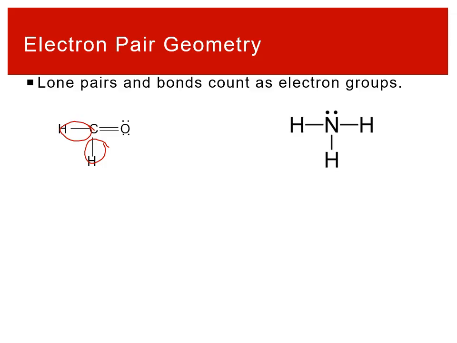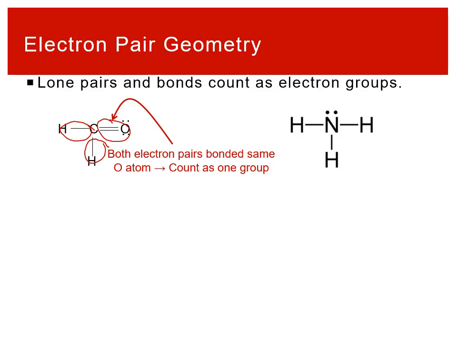This can sometimes be confusing because it's called electron pair geometry, but this double bond still just counts as one group. Both of those electron pairs are bonded to the same oxygen atom, so they have to point in the same direction, right? They have to point towards that oxygen atom. And so we just count both of those electron pairs as one group. So a double bond, single bond, triple bond, doesn't matter. Each bond is a group.